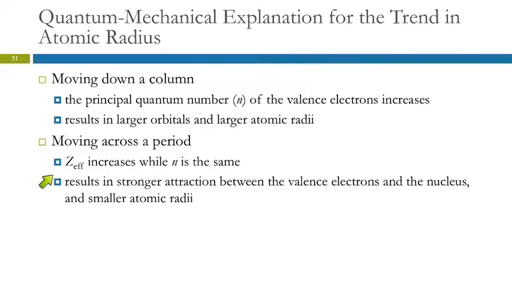Moving across a period, the effective nuclear charge increases, but the principal quantum number is the same. So we've got stronger attraction for those valence electrons, and that pulls them in and causes them to have smaller radii as we go across.